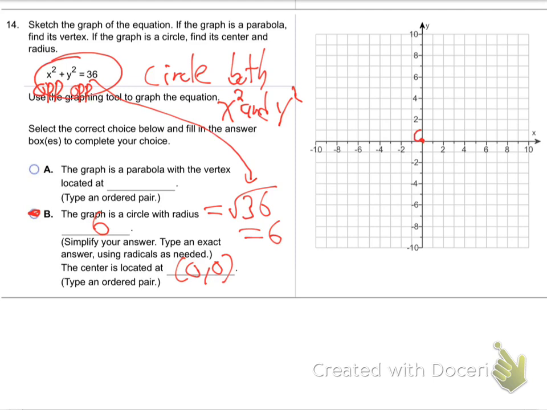Radius is 6. That means up 6, and down 6, and right 6, and left 6. Connect all those dots. There's the circle.